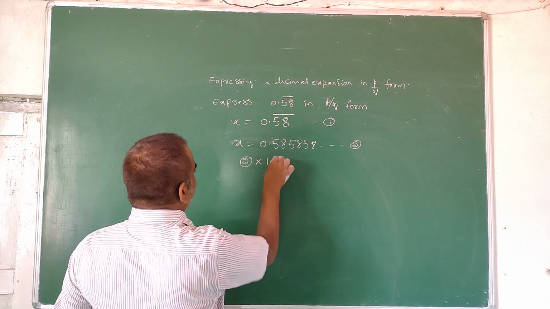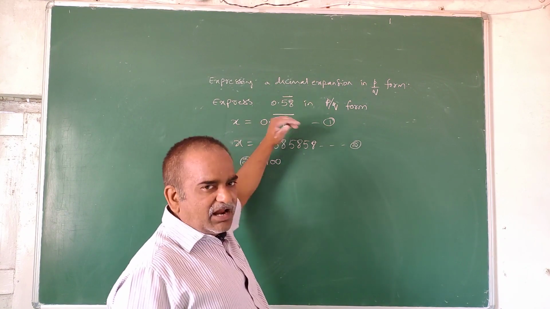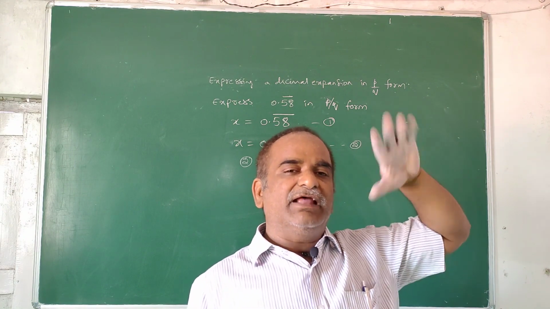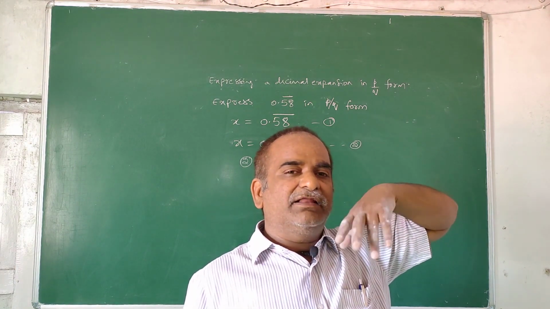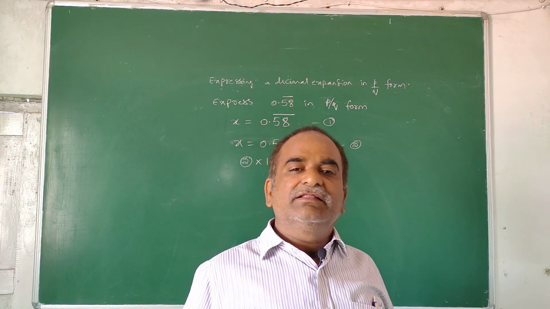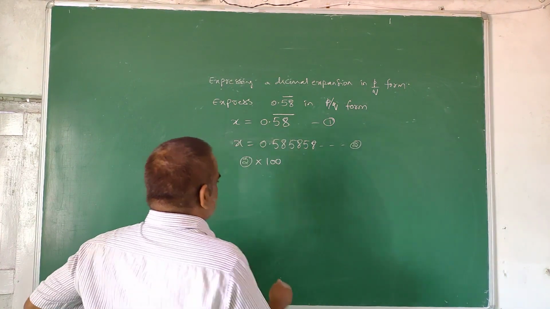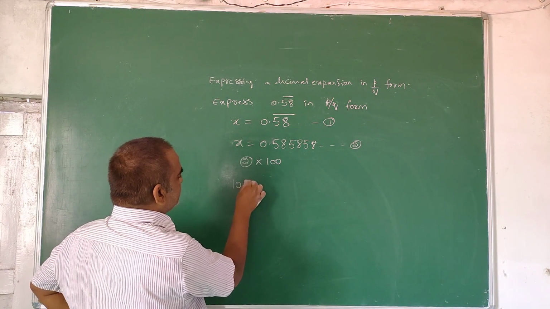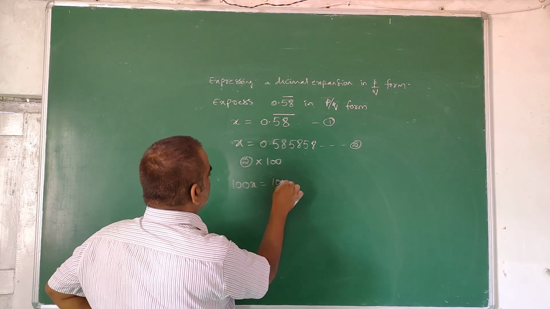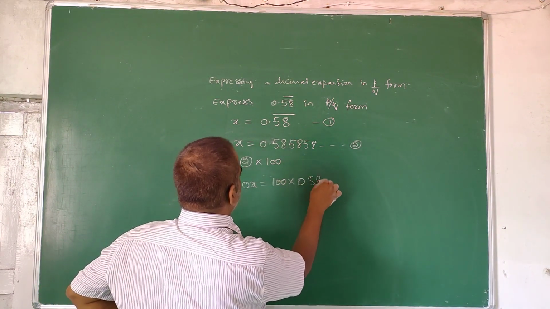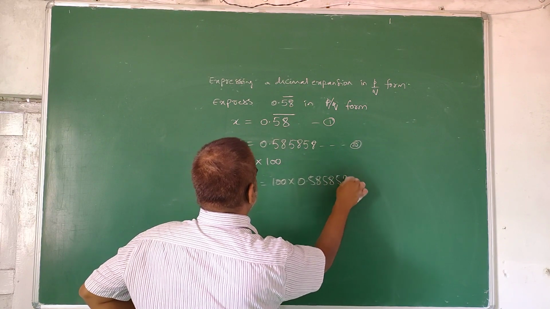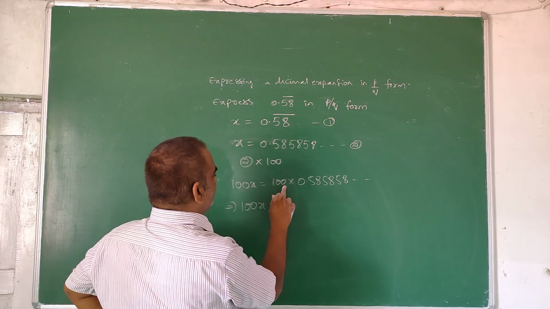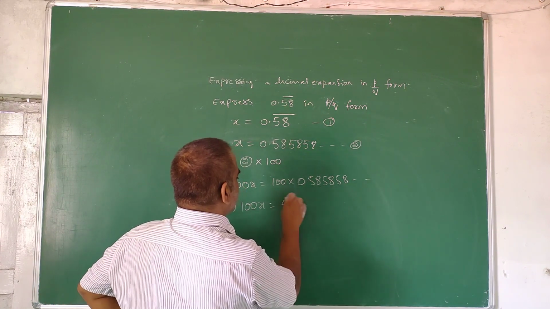You may ask why 100: it is because under the bar sign there are 2 digits. When under the bar sign there are 2 digits, you have to multiply with 100. If under the bar sign there are 3 digits, you have to multiply with 1000, like this. So multiplying equation 2 both sides with 100, you get 100x is equal to 100 into 0.585858 and so on. So this implies 100x is equal, when you are multiplying with 100, the 2 digits will come towards the left side.